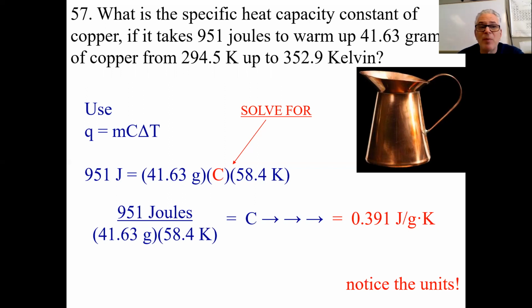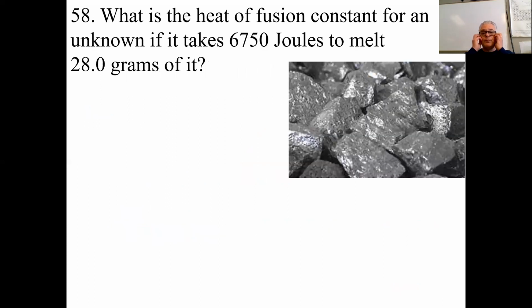Watch the units. Those are the special units for specific heat capacity constant. Now, this is an unknown. What is the heat of fusion constant for an unknown? This time, we're trying to find out what the heat of fusion constant is. So for heat of fusion, we have only one formula. Let's write that formula and plug stuff in.